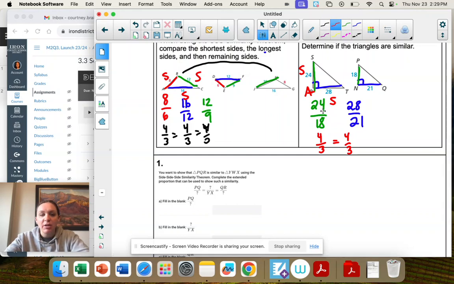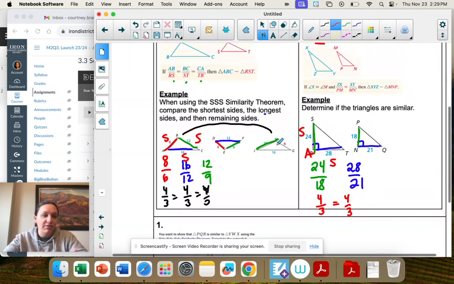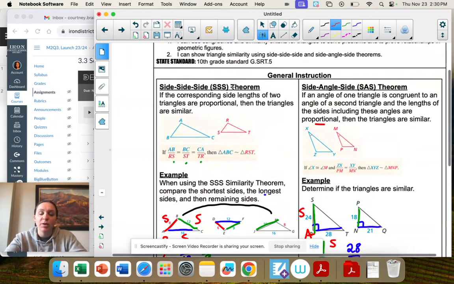And so when you're working on your work, you're still going to have other stuff that pops up. You're still going to have to remember Pythagorean theorem, solving for a side, and stuff like that. But you will be asked about these theorems along with angle from the last section.